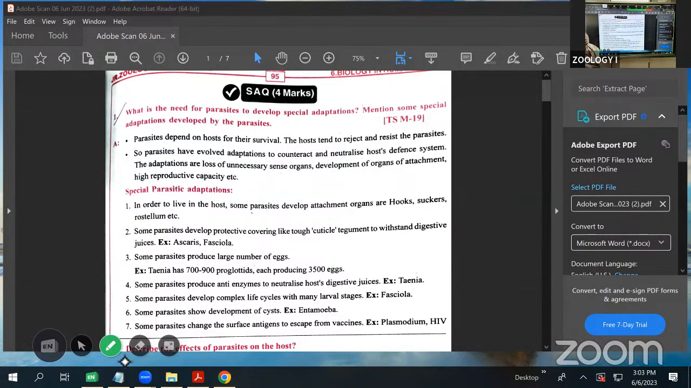Here the next lesson, locomotion, reproduction in protozoans. The 4 SAQs we completed. Next lesson is the biology in human welfare. Here this one is about the biology in human welfare.